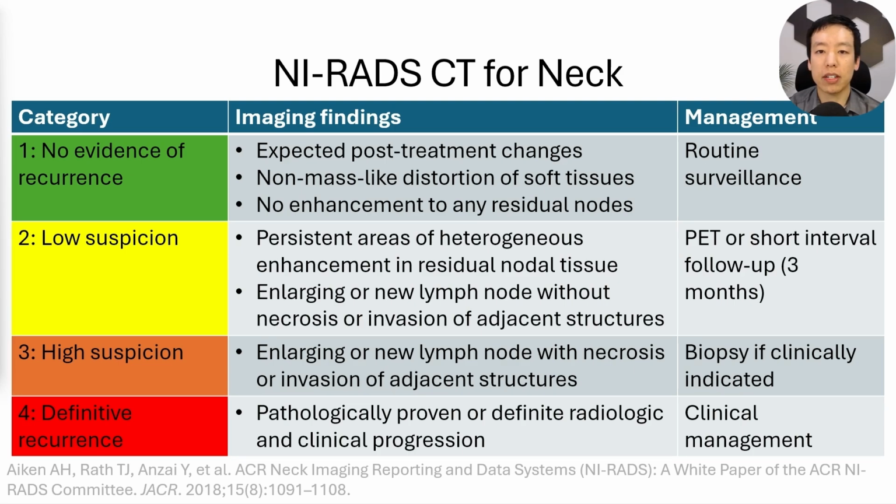NI-RADS 3 for the neck on CT consists of enlarging or new lymph node abnormality, including necrosis or gross extranodal extension defined by invasion of adjacent structures. The management recommendation for NI-RADS 3 is biopsy if clinically indicated. And then finally, NI-RADS 4 definitive recurrence indicates pathologically proven or definite radiologic and clinical progression, and this does not require any further workup and can go on to appropriate clinical management directed towards the tumor.